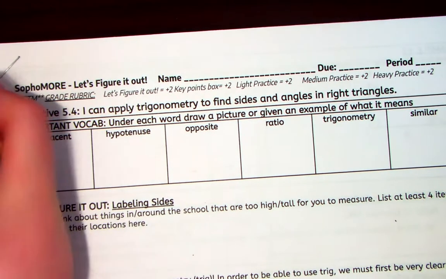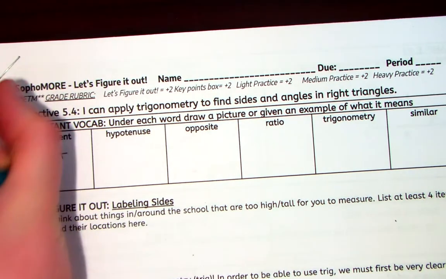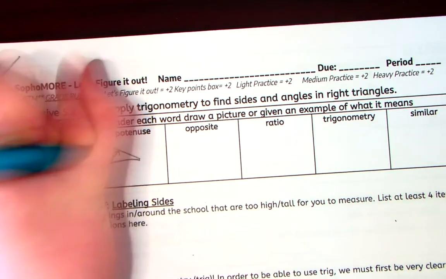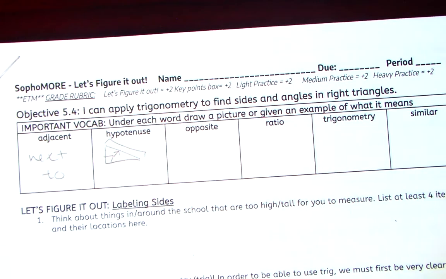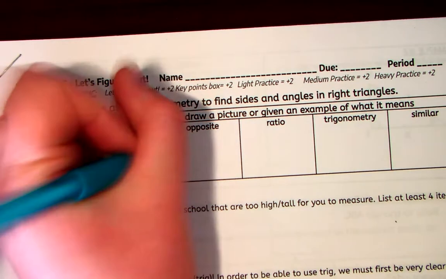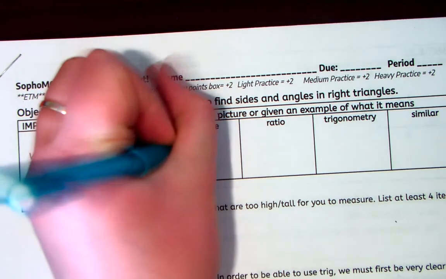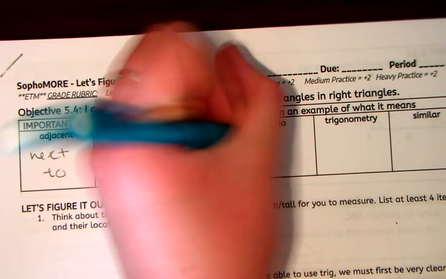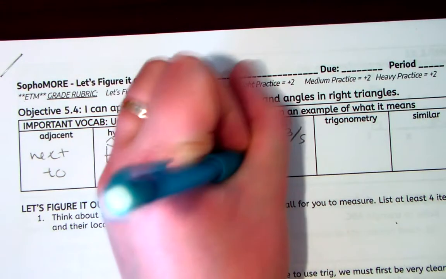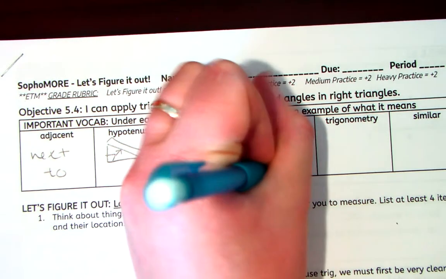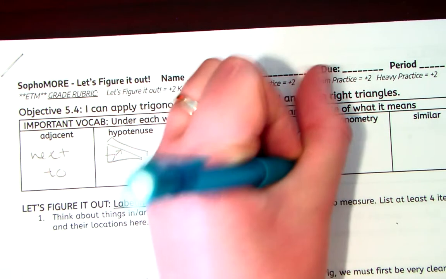These words are going to be really important. Adjacent, which means next to. Hypotenuse, which is the side across from the 90-degree angle in a right triangle. Opposite means across. Ratio is when we say like 3 to 5. We're comparing two quantities, two or more, really.